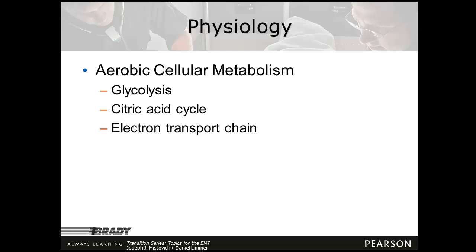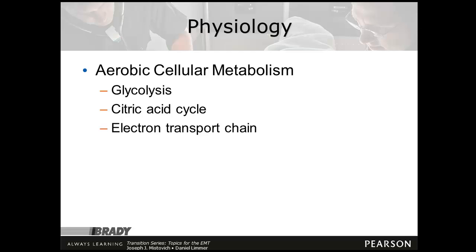These high energy electrons are passed down the chain and the energy is transferred to form even more ATP. The final electron carrier molecule is oxygen. With oxygen available, the final byproduct of aerobic cellular metabolism is water, carbon dioxide, and a large number of ATP molecules, as well as a certain amount of heat.